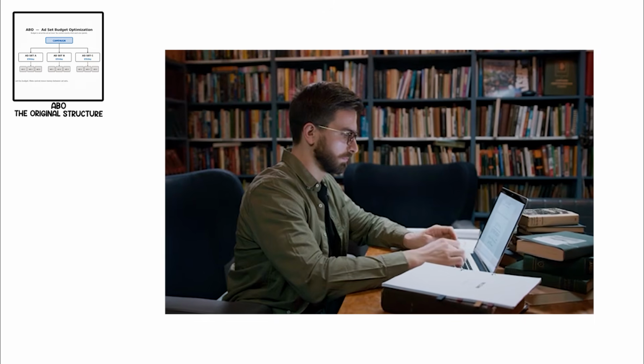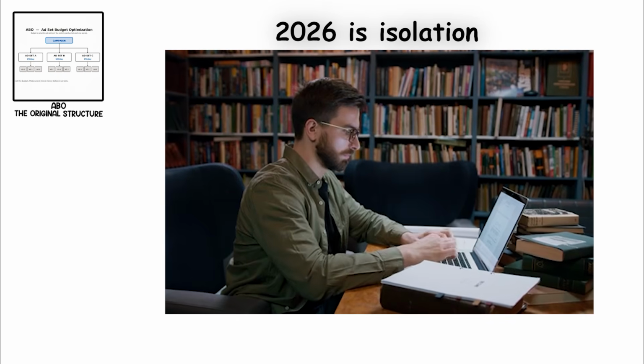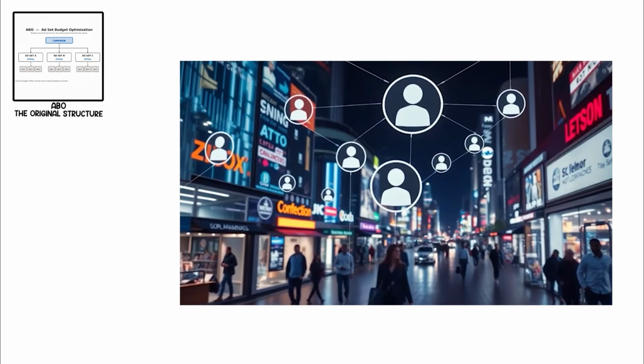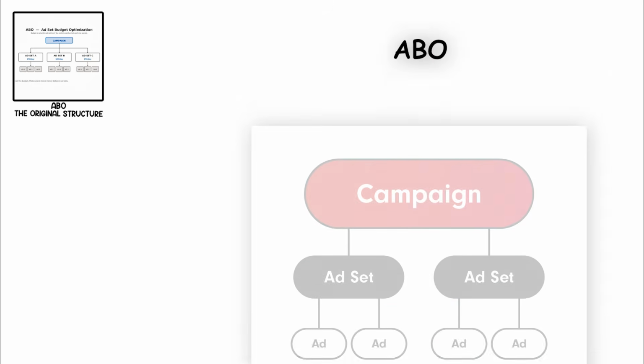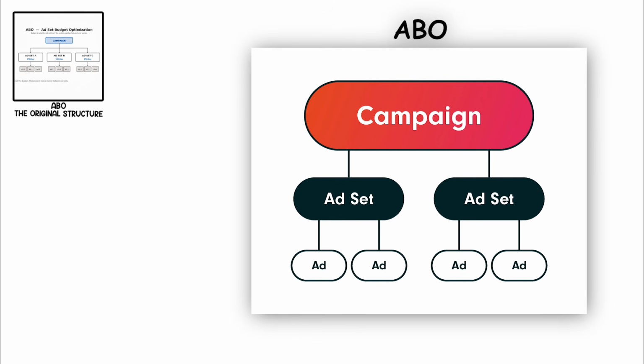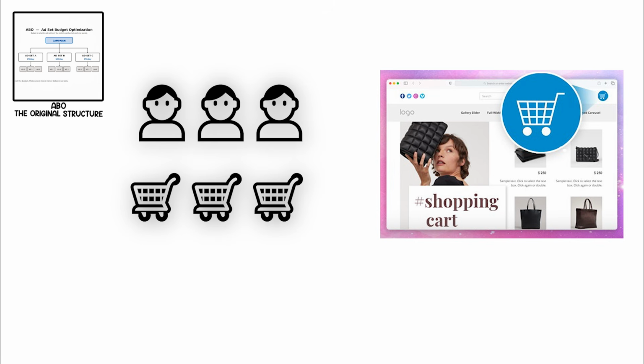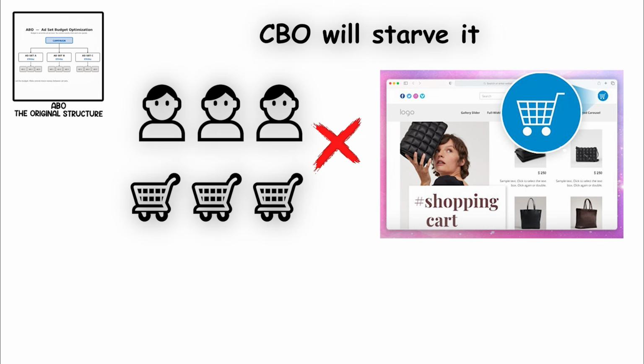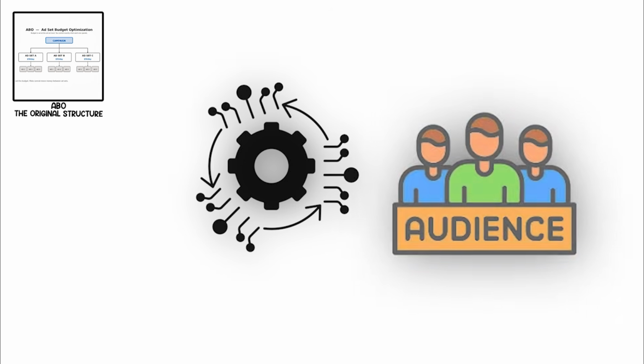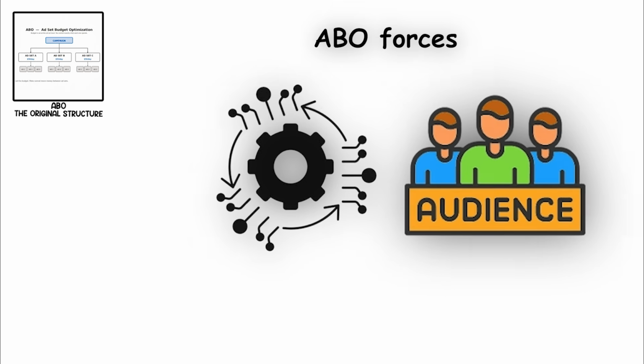The reason ABO still has a place in 2026 is isolation. When you absolutely need a specific audience to get spend, ABO is the only way to guarantee it. Retargeting is the big one. If you've got a small custom audience of cart abandoners, CBO will starve it because the algorithm sees the bigger audiences as cheaper. ABO forces the spend.